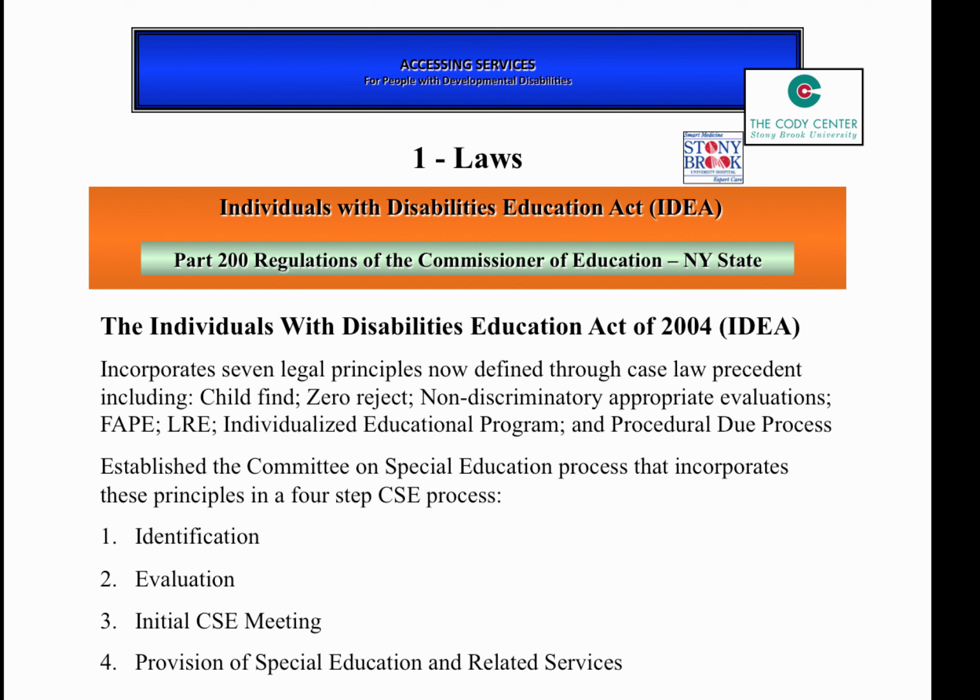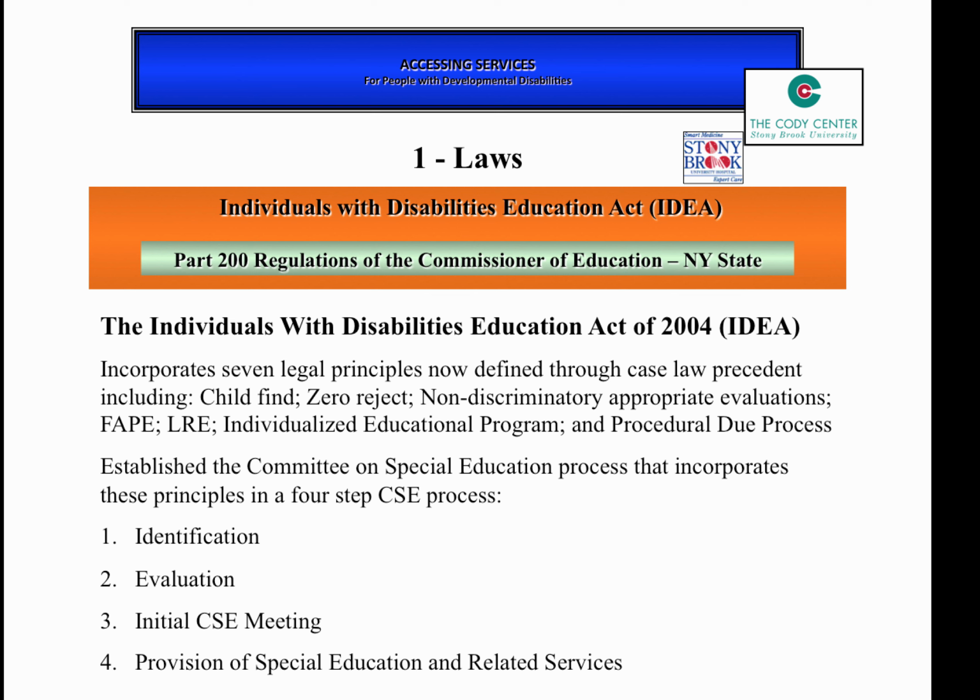When we get those results back, assuming we got parental consent, we also have to bear in mind the principle of zero reject, which, based in the case law, tells us that if a child has a disability, there is no child that is too severely disabled to be entitled to a free, appropriate public education.